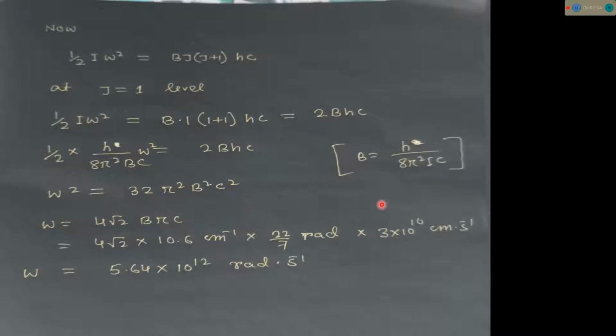And we have to put the value of C, the velocity of light, in CGS unit: 3 into 10 to the power 10 centimeter per second, not 3 into 10 to the power 8 meter per second. See, the B term is given in centimeter inverse. So if we put the value of C in CGS unit, centimeter per second, then this centimeter and this centimeter inverse will cancel out, leaving only the radian per second unit.